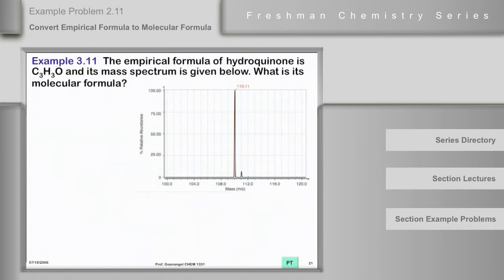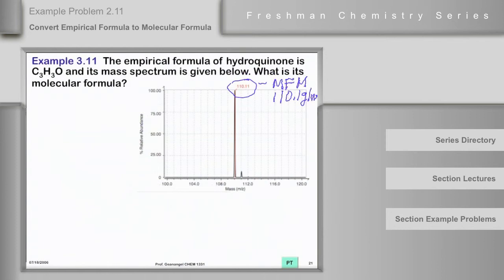The empirical formula of hydroquinone is C3H3O, and its mass spectrum is given below. Now, the largest peak in the mass spectrum represents the molecular formula mass, and you might be able to see it here as 110.1 grams per mole. Okay?